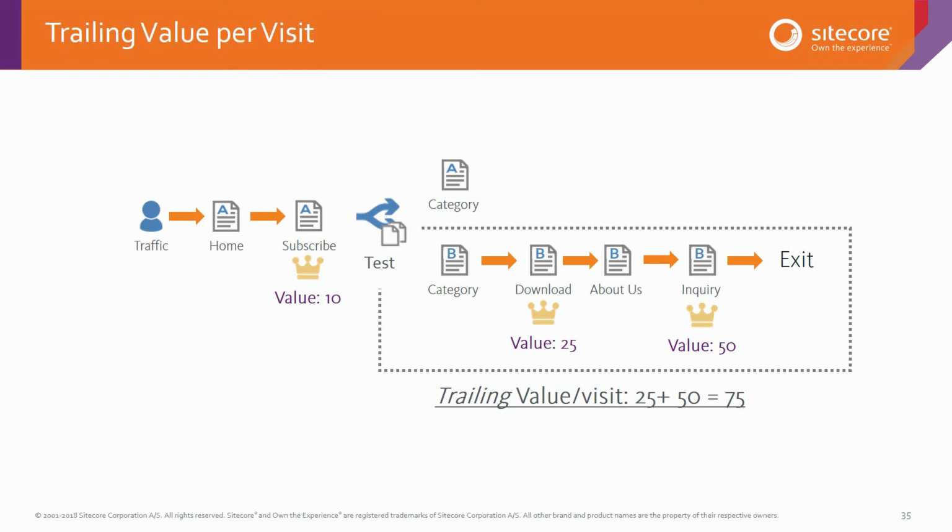The way Sitecore test reporting works, it uses a trailing value per visit metric. And here we're only focused on the goal conversions after a user was exposed to a content test. So in this case, the trailing value per visit of variant B would be 75. The system will ignore anything before the test, and it just focuses on those goal conversions after test exposure.